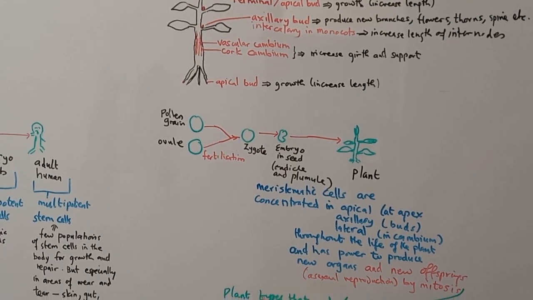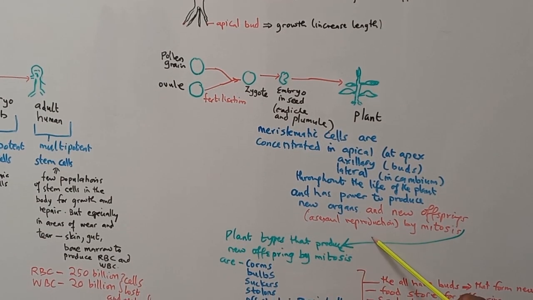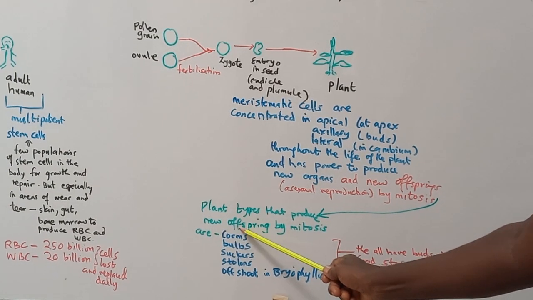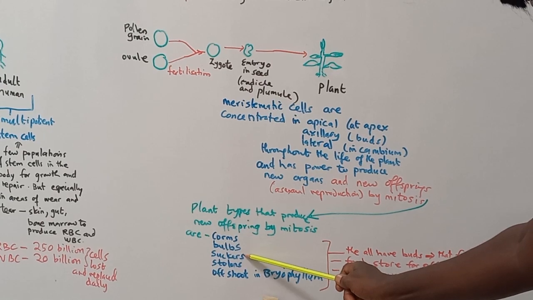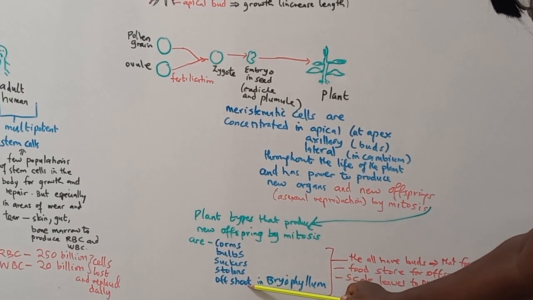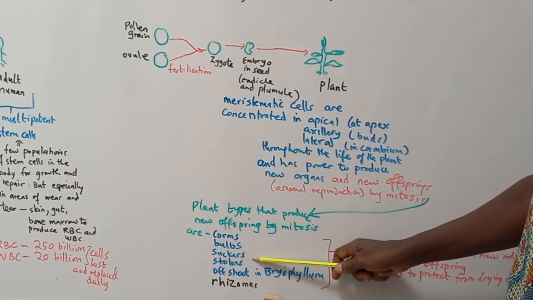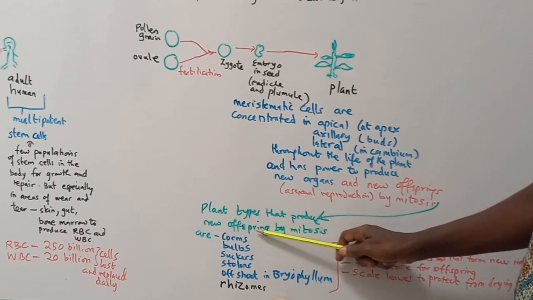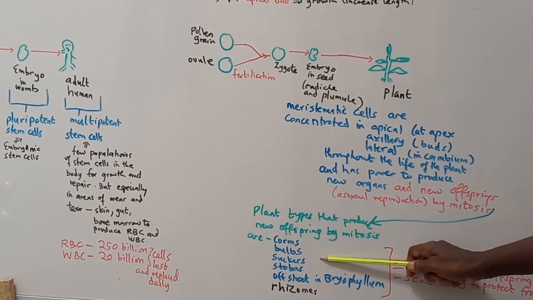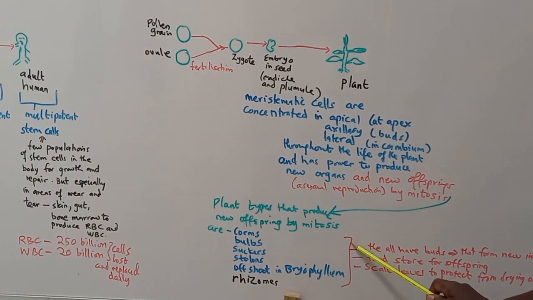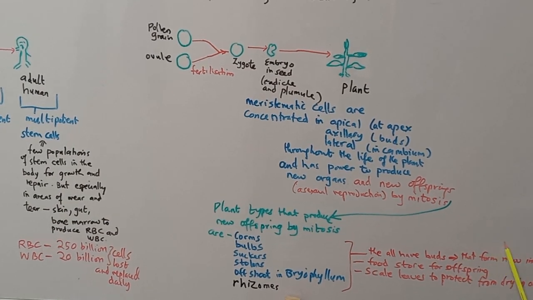The plant also does asexual reproduction; they produce new offspring by mitosis. And plant types that produce new offspring by mitosis include corms, bulbs, suckers, stolons, offshoots, and rhizomes. And all these are plant types that are able to produce new offspring by mitosis. This does not happen in humans. The characteristic feature is that they all have axillary buds to form the new individuals.